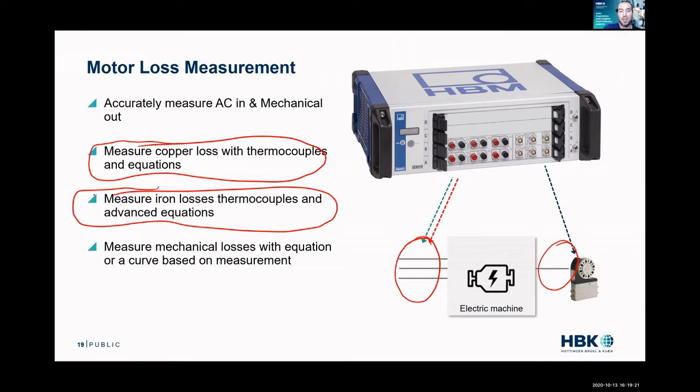And I should mention that iron losses also have a thermal effect. I didn't say that earlier, but like everything, there's a thermal effect. And we can measure our mechanical losses with an equation or curve based on measurement. So with measurement, with equations, we can start to put together this whole system.